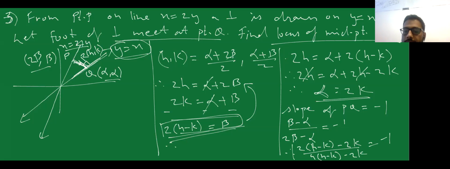So this last equation doesn't contain any terms of alpha and beta, only the terms h and k. After simplifying this last equation, instead of writing h and k, replace them with x and y, and that is your locus of midpoint of PQ. That is your final answer. So just go through this. You have 10 seconds. If you have any doubt, you can ask.